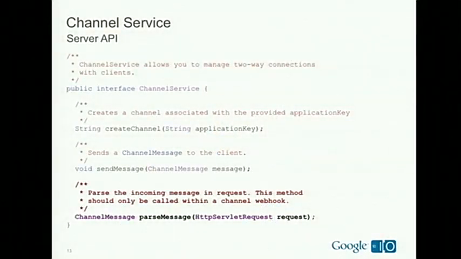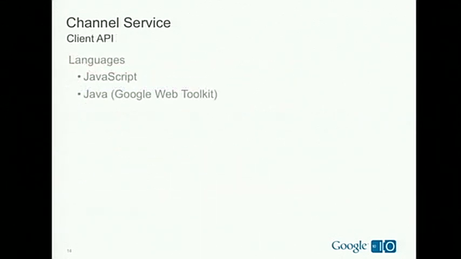And finally, you receive messages, like I said, on a webhook for the channel service. What you have to do is parse the data out of the HTTP servlet request, similar to the way you would do that for email or whatever. So that's what the parse message function is for.